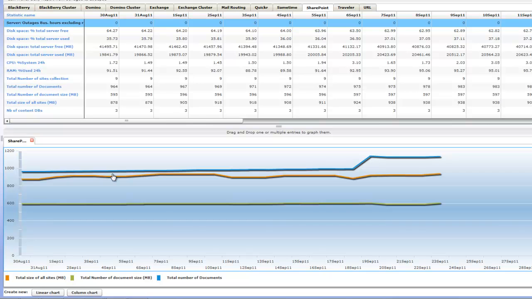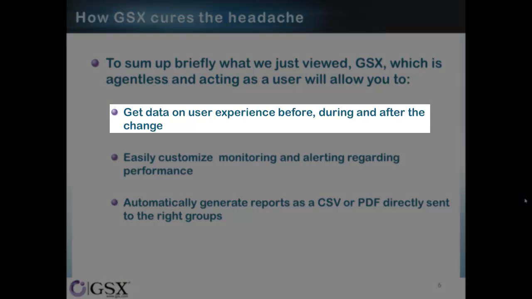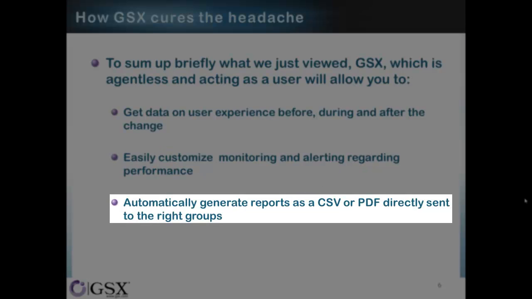GSX gives you the tools you need to test your changes and to see easily if your actions improve user experience and if it's really worth the money you're spending. To sum up briefly what we just viewed, GSX, which is agentless and acting as a user, will allow you to get data on user experience before, during, and after any changes, easily customize monitoring and alerting regarding performance of your systems, and automatically generate reports, either in CSV or PDF format, sent directly to the right groups or individuals.